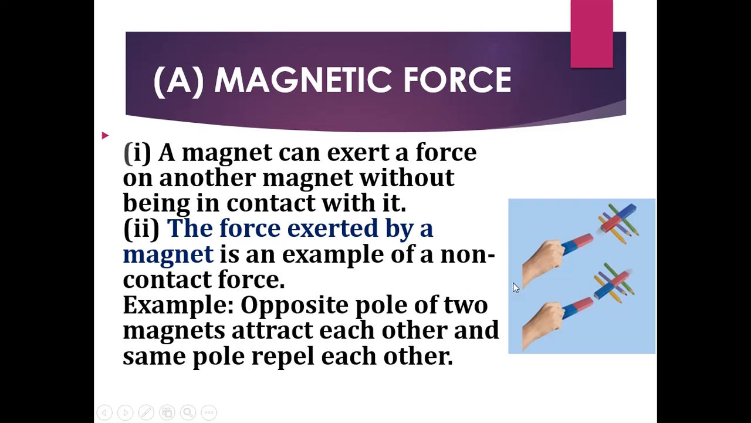Now, opposite poles of two magnets can attract each other, but the same poles will repel each other. So always the opposite poles will attract each other. Even if they are placed at a distance, the opposite poles of two magnets can attract each other. So the force exerted by a magnet is an example of a non-contact force.